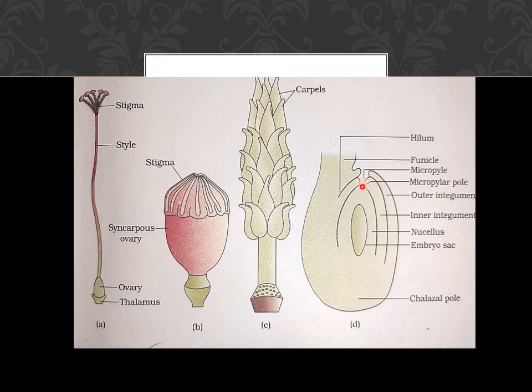The point on the ovule where integument is not covering is called micropyle. The opposite end is called chalazal pole. Ovule attaches to the ovary by means of a stalk and that is called funicle. The point of attachment of funicle with the ovule is called hilum.